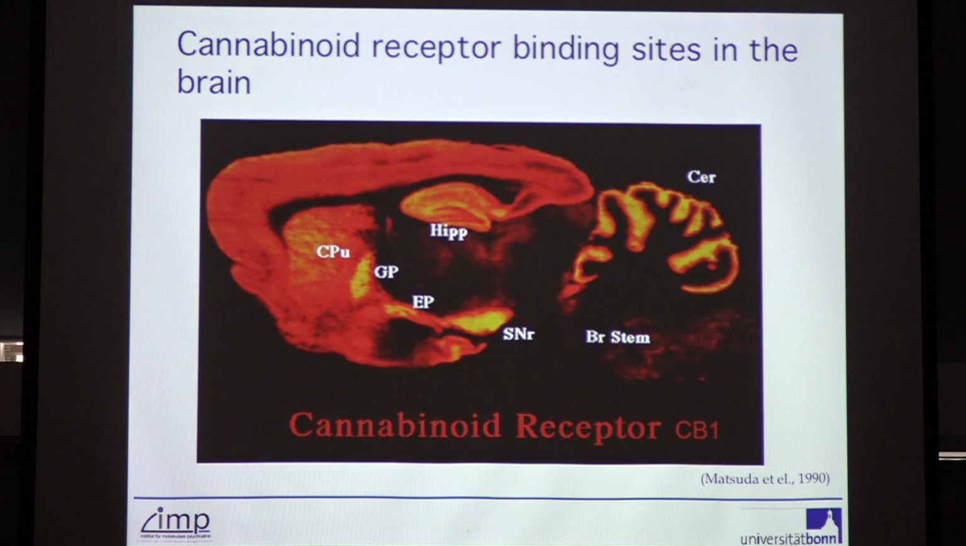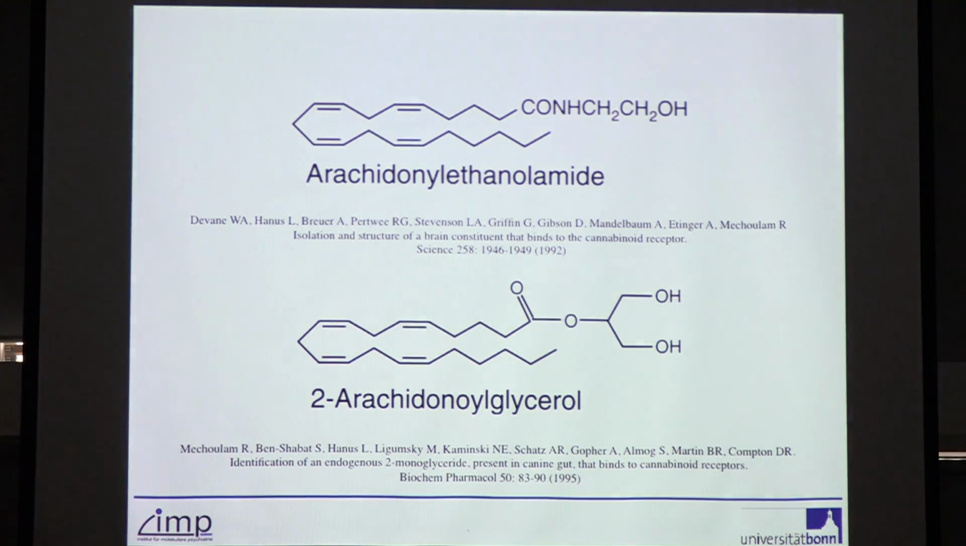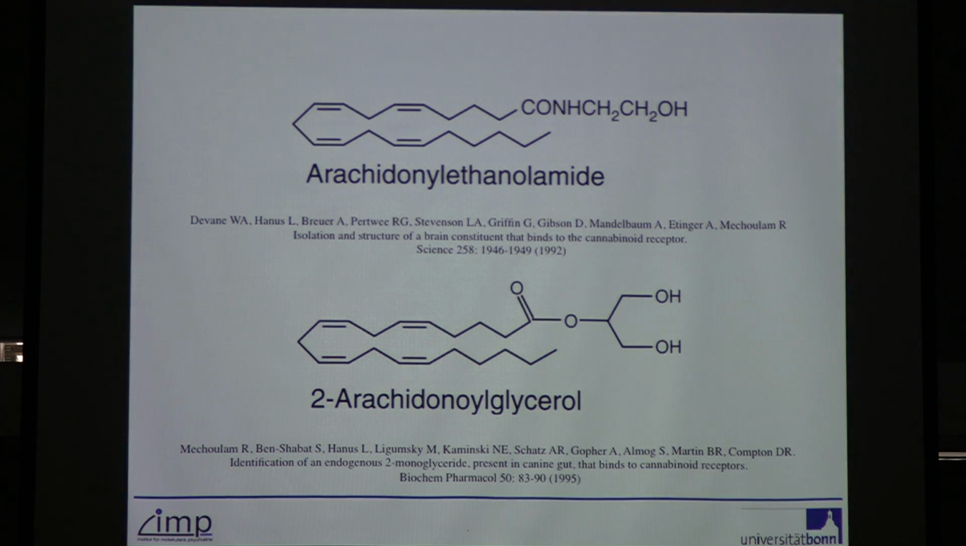So, what are the endogenous ligands? The endogenous ligands were discovered at about the same time, or shortly after the receptors were cloned. This is the first one that was cloned, ethanolamide, we also call it anandamide. This was isolated by Bill Devane, again in Raphael Mechoulam's lab, the person who also discovered THC. You can see it's an arachidonic acid derivative.